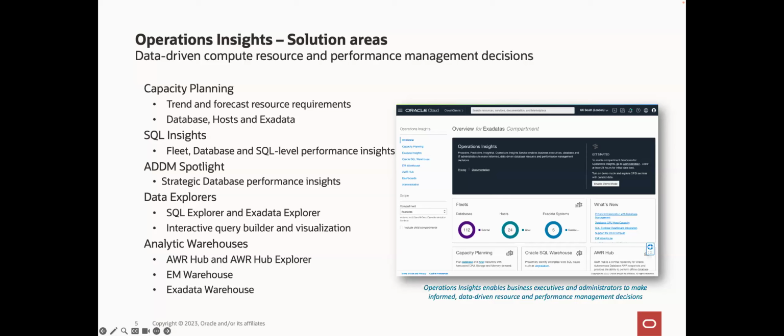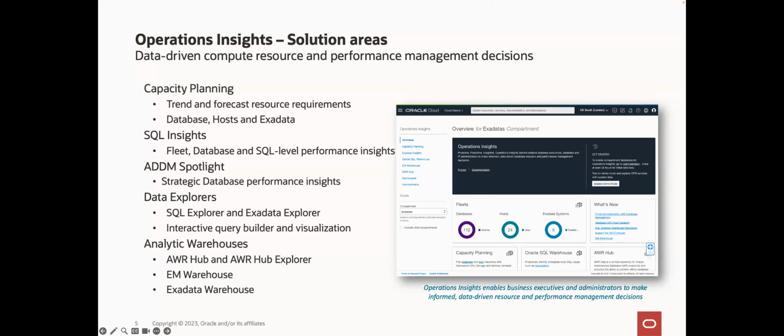Now, if you have Exadata systems in your data center, be it on-premises or in the cloud, you can get deep into the resources and see how effectively you can do database consolidation by looking at the various Exadata metrics and performance capacity planning on databases and hosts running on those Exadata systems using AutoML-based forecasting models.